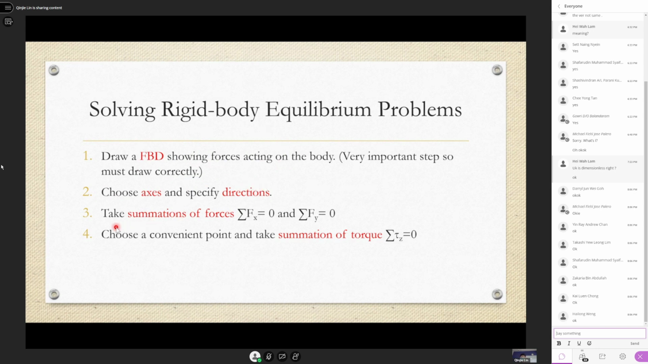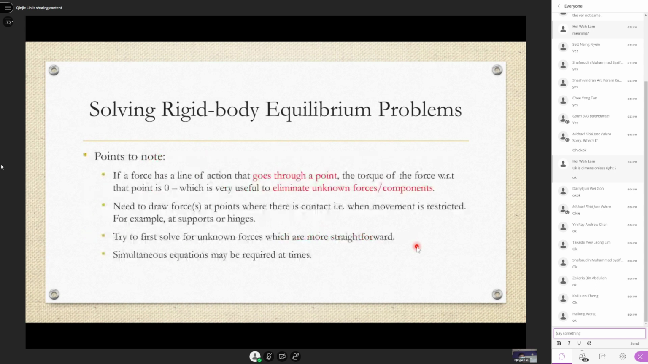Okay. Then third is take summation of forces equals to 0. So usually we are dealing with 2D, which has x and y. So summation of forces in x must be 0. Summation of forces in y also must be 0. Okay, so must fulfill this criteria. Then the last one is choose any point and take summation of torque. Because we know for static equilibrium, the criteria is summation of forces equals to 0, and summation of torque about any point must also be equal to 0. That's why you will use these criteria to solve problems.